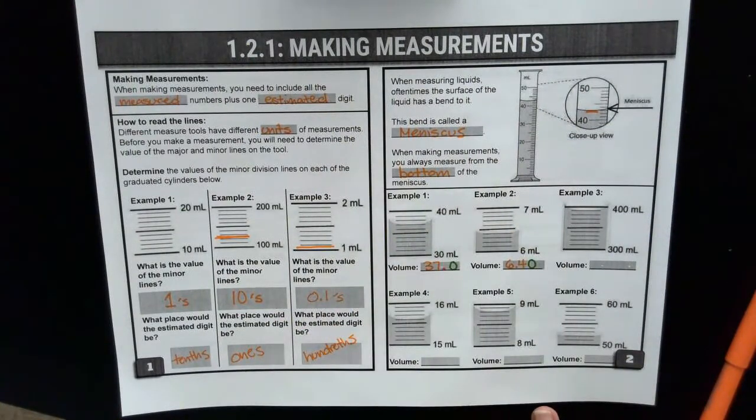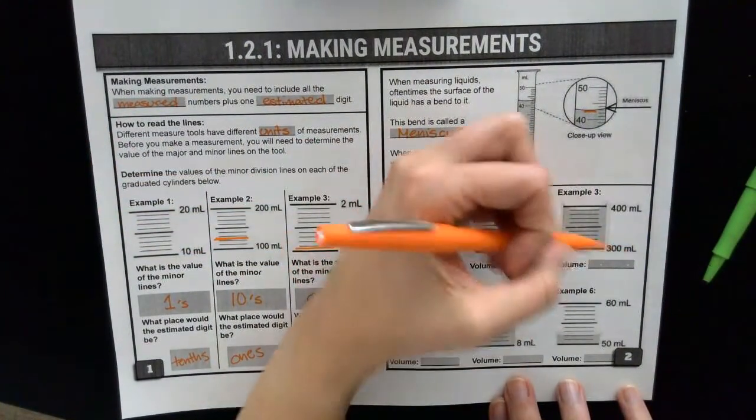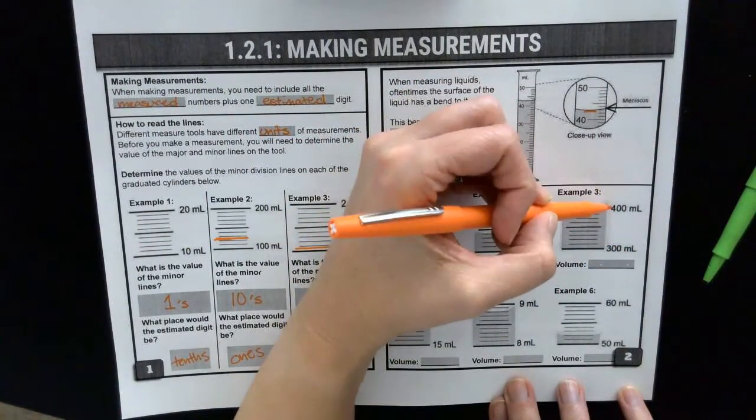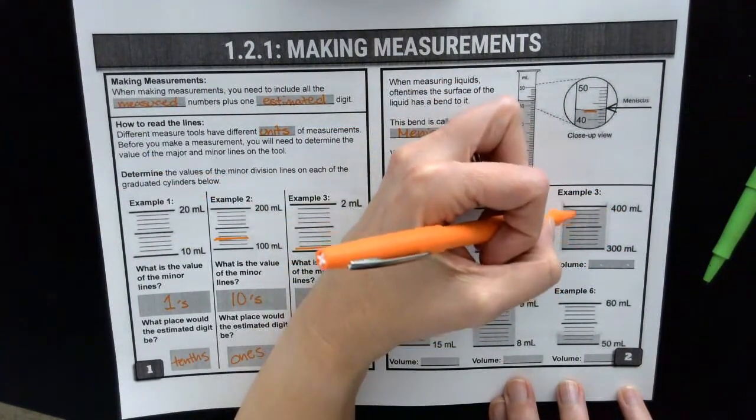Okay, so I'm going to take a look at the next one. And I'm going to see that this time that's 300, and up here that's 400. So each of these are going to be representative of 10.